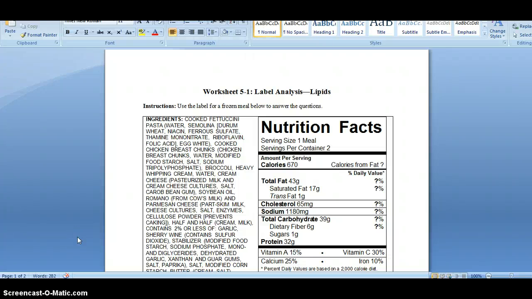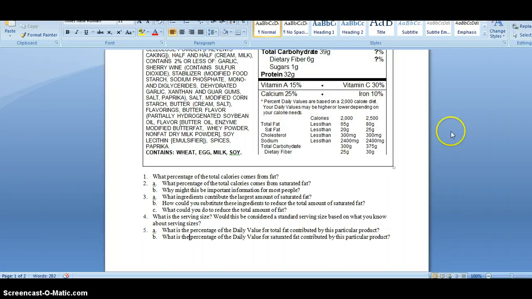Today I want to talk to you about label assignment number 2, which is on lipids. Now, the first question asks, what percentage of the total calories come from fat? So this is dealing with some math.